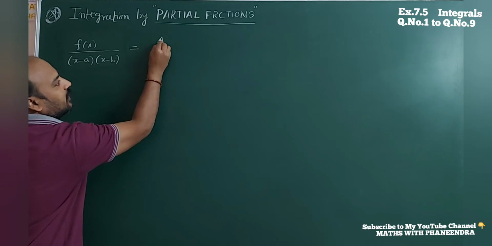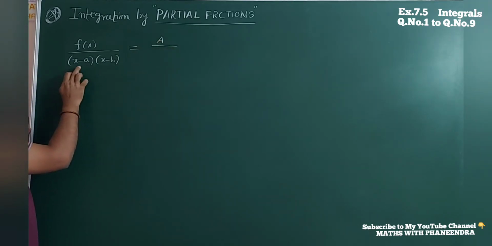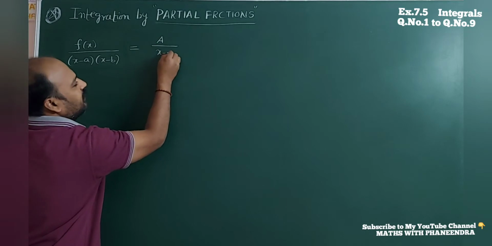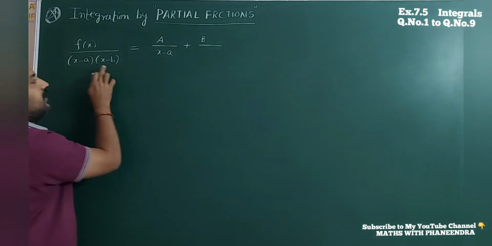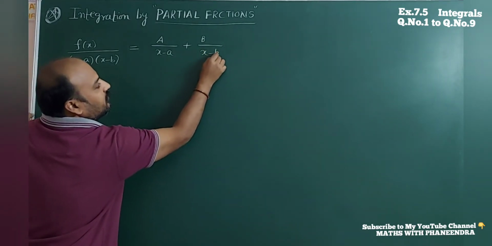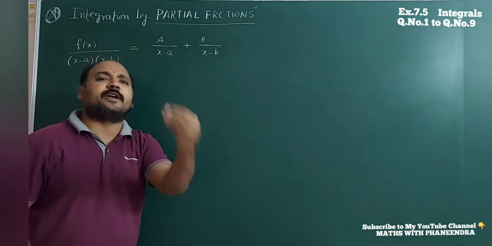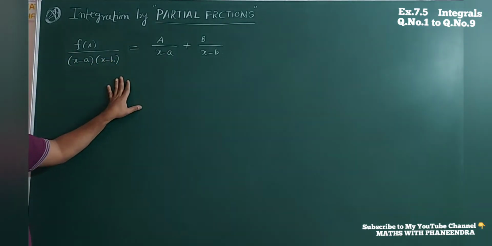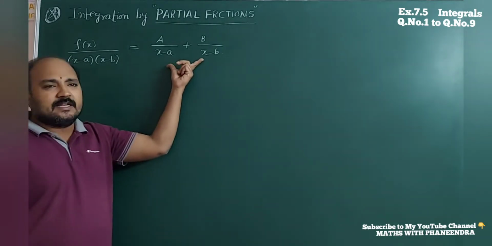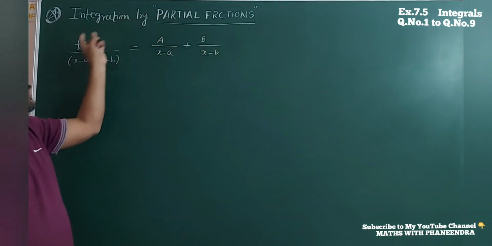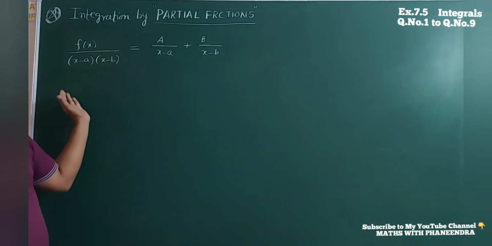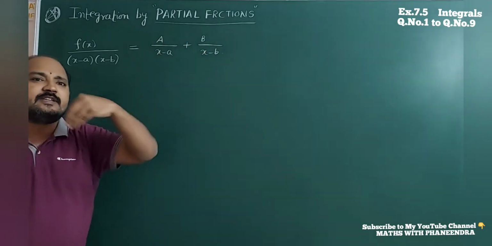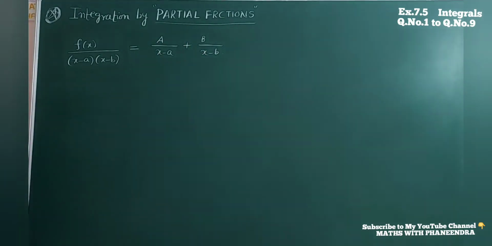We can write capital A divided by the first linear factor, x minus a, plus another constant B divided by x minus b, where A, B are constants. How do we get these values? By taking the LCM, canceling the denominators, and then comparing like coefficients on both sides, x coefficients, x square coefficients, x cube coefficients, and solving the equations in terms of A, B. We get the values of A and B. This is the first one.